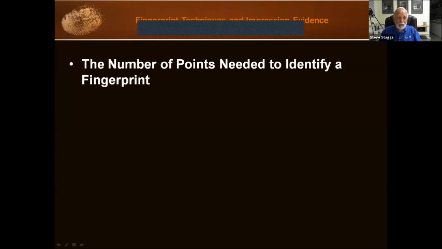Now, that doesn't mean that 8 points constitute a minimum standard. Some latent prints may require more points and some perhaps slightly less. Also, fingerprints are not usually identified based on the number of points alone. As previously mentioned, other factors are also considered.